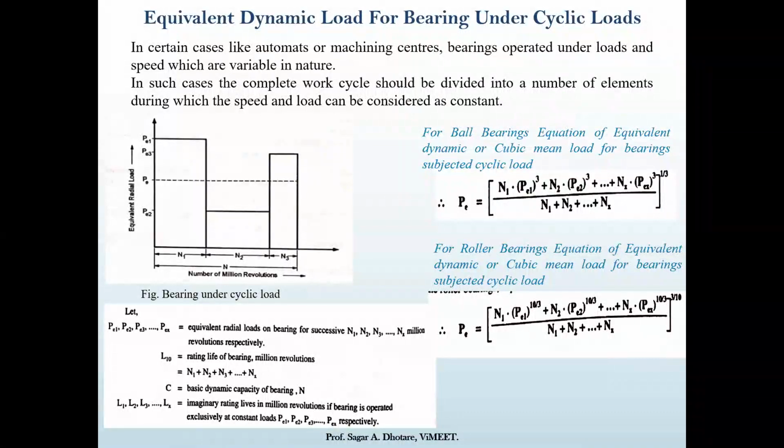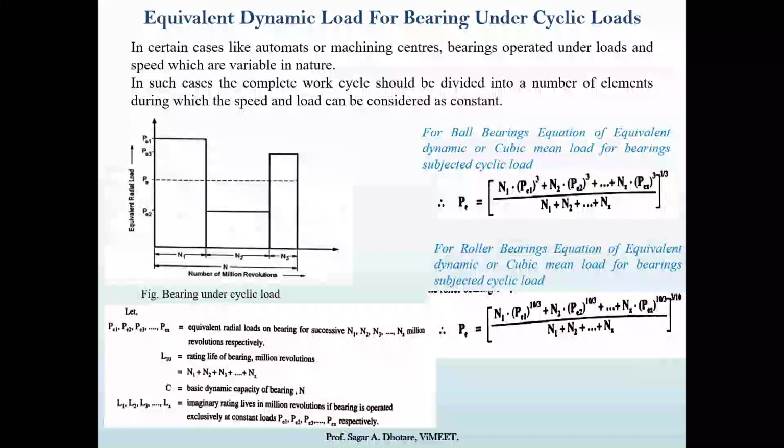Now, next point, the equivalent dynamic load for bearing under cyclic load. Normally we consider that only one segment is there. In that segment, the radial and axial load is there, so we get only one equivalent load. But when we consider a cyclic load, for example in automobiles, a four cylinder four stroke engine, there are four strokes and four cylinders. So there are four segments.